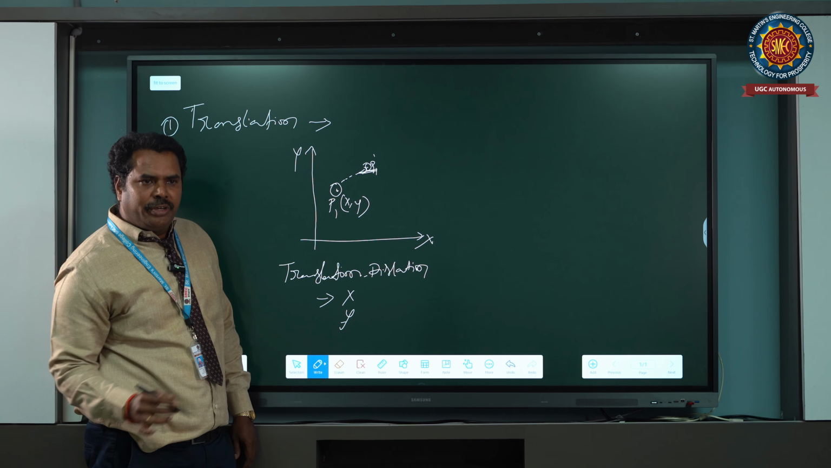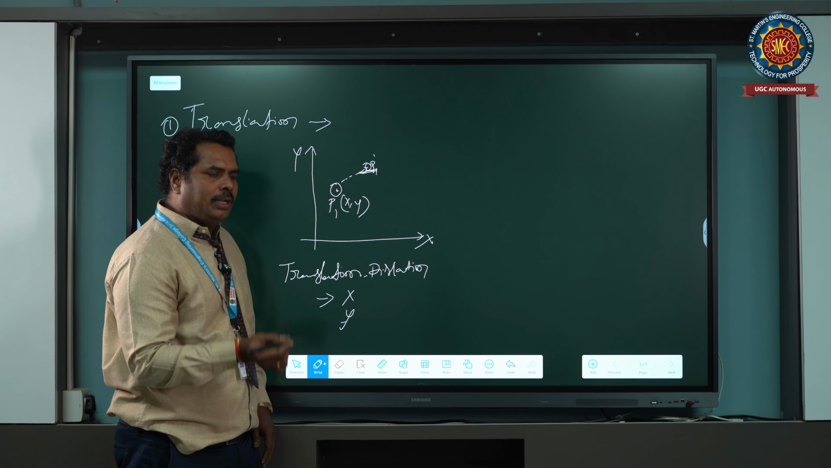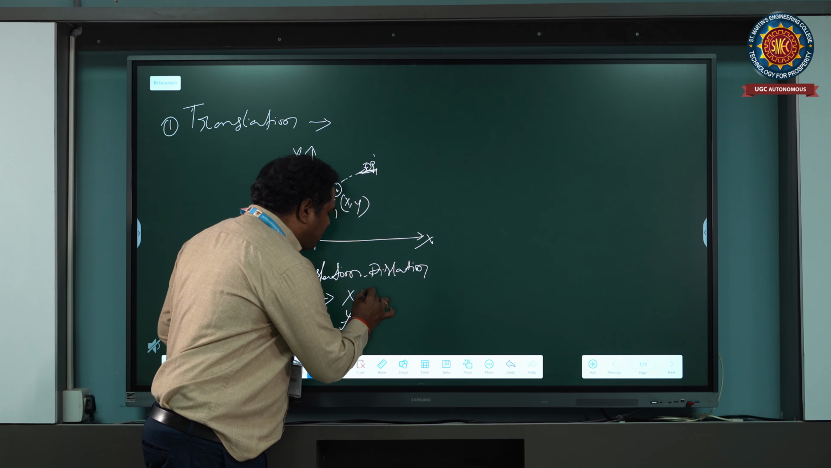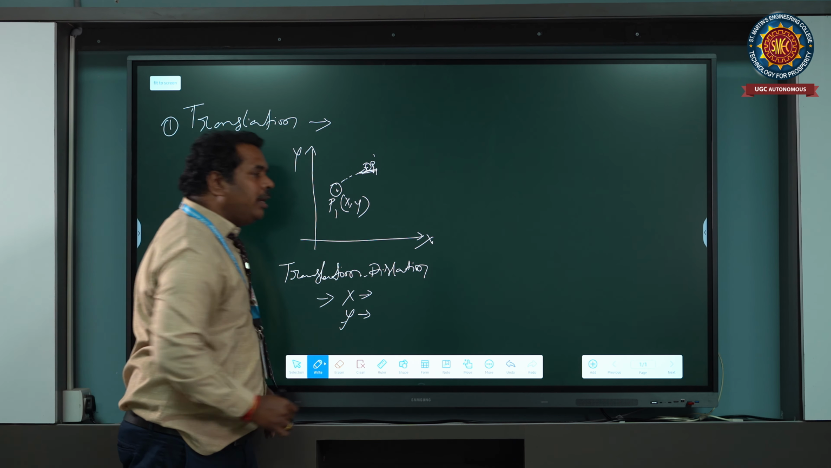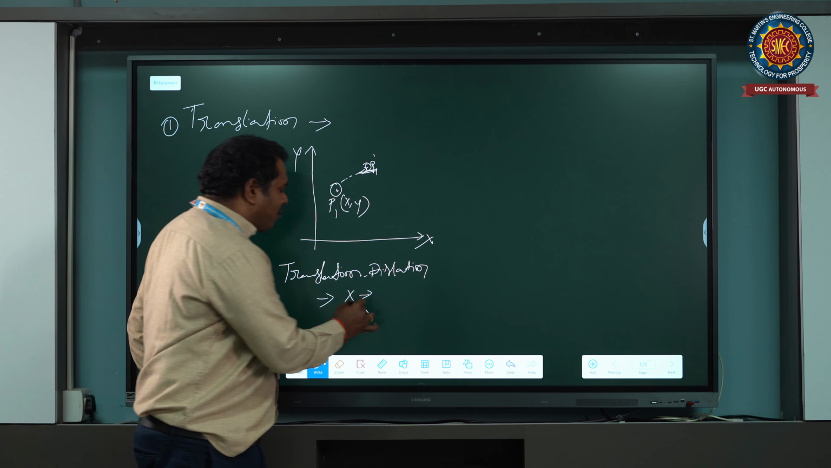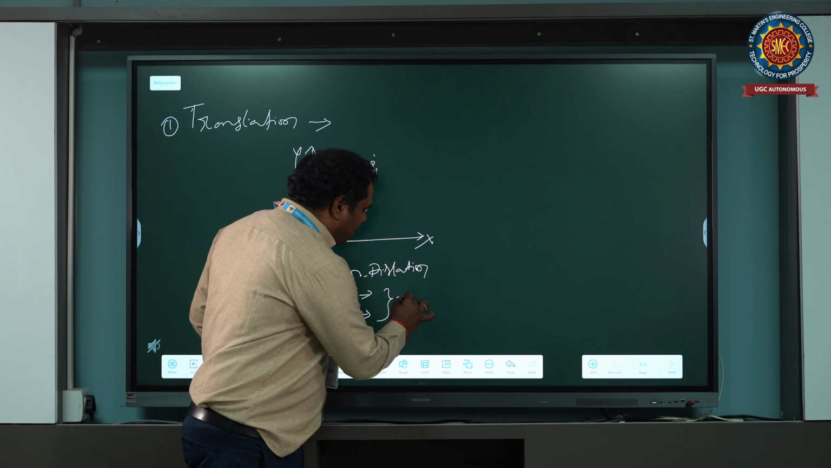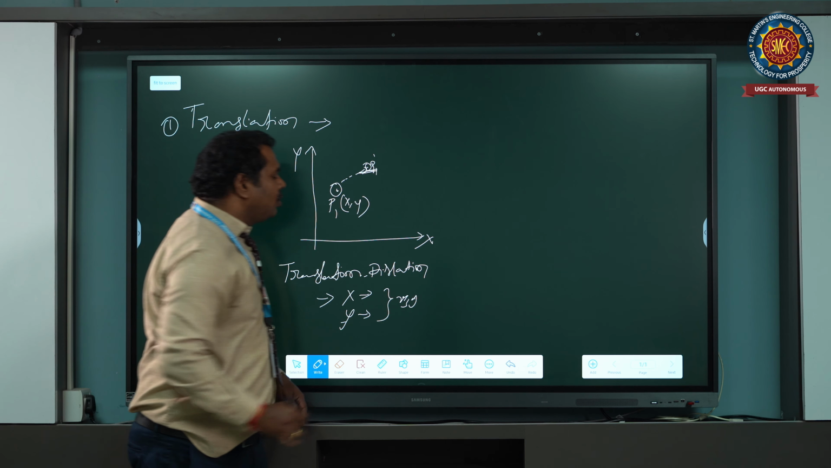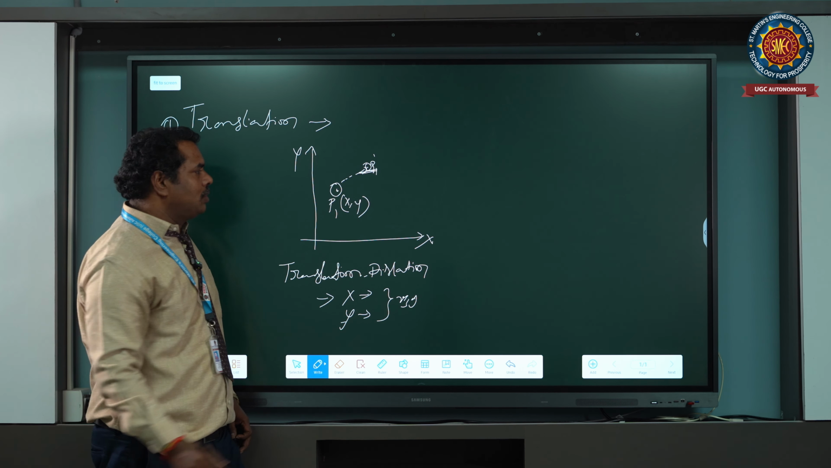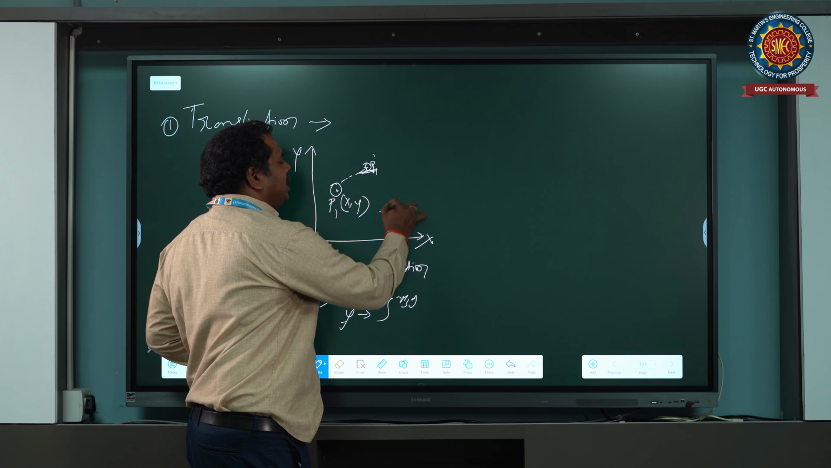How much distance we are going to move the object, either in the x direction or the y direction. Simultaneously it is going to perform in both the x and y directions. For example, we are taking a point.